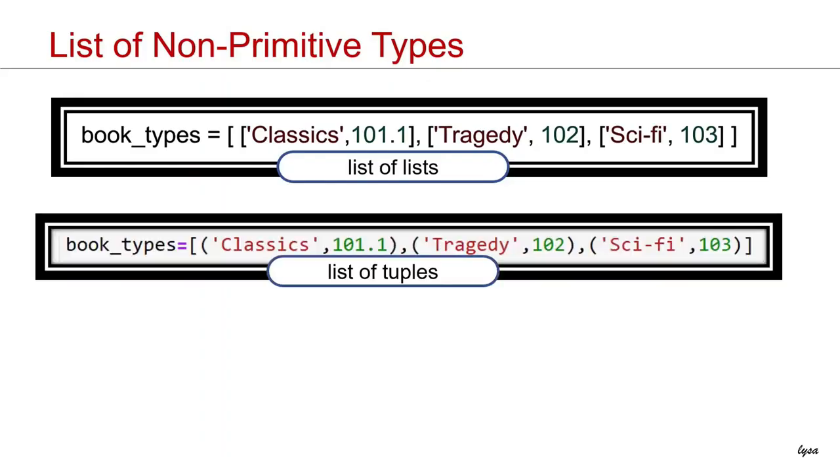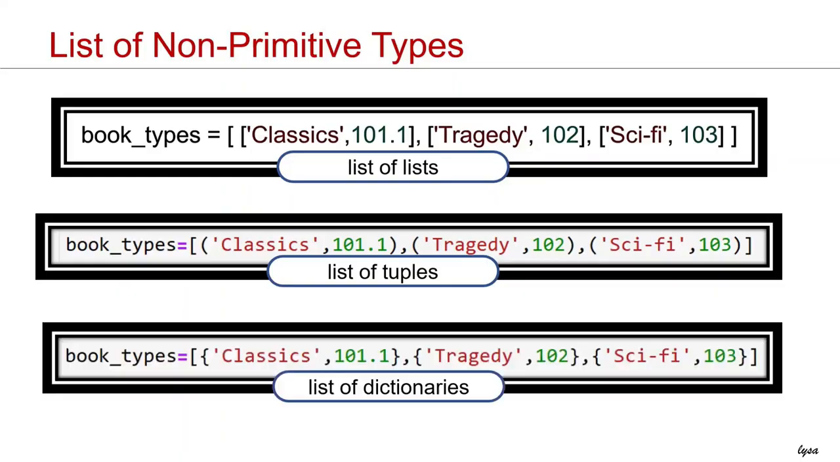Just like we can have a list of lists, I can also have a list of tuples. So here in this list, every single element is a tuple. Similarly, we can have a list of dictionaries, where every single item in the list is a dictionary.